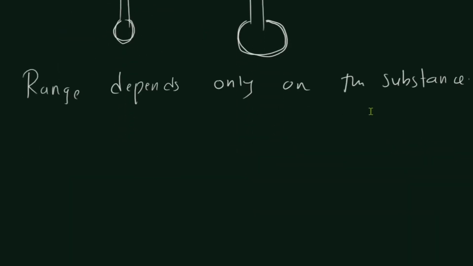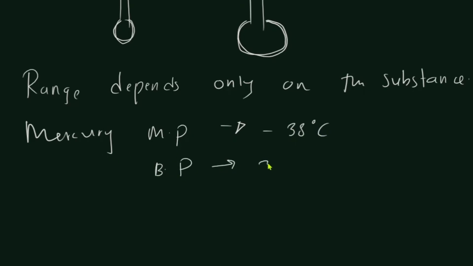Because, if you consider mercury, right? Mercury's melting point is something around, as I remember, minus 38 degrees Celsius. Mercury's boiling point is something around 356 degrees Celsius. So the range is this. This is the maximum range that you can measure. You can go down to minus 38 degrees Celsius and up to 356 degrees Celsius. This is the range, right?